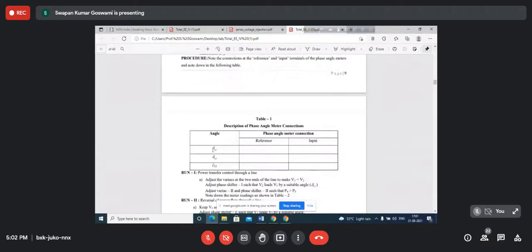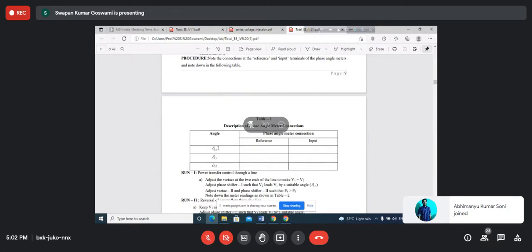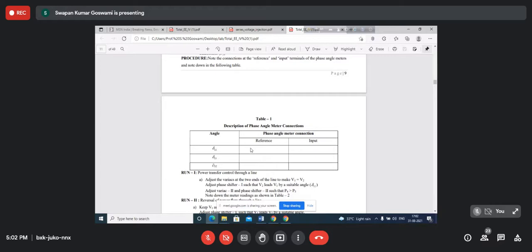And we have a phase angle meter. That phase angle meter has a reference point and an input point. The reference point acts as the reference for measurement. That means we are measuring the phase angle of the input. One terminal will be connected at the input end, and another terminal will be connected at the reference end.